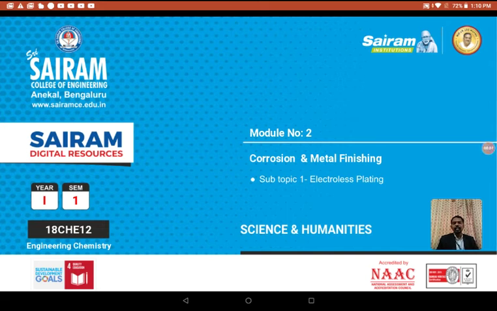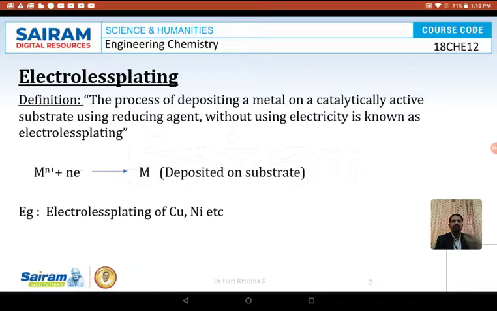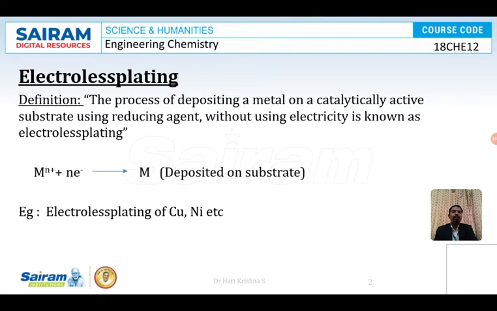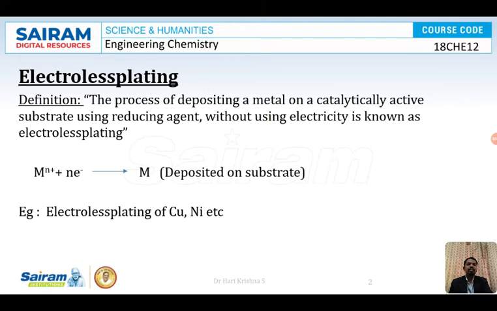We have discussed electroplating. Now we are supposed to discuss electroless plating. What is electroless plating? As the name indicates, electro means current, less means no current, right? So plating without electricity is called electroless plating. Let us see what we mean by electroless plating and what the differences are between electroplating and electroless plating.